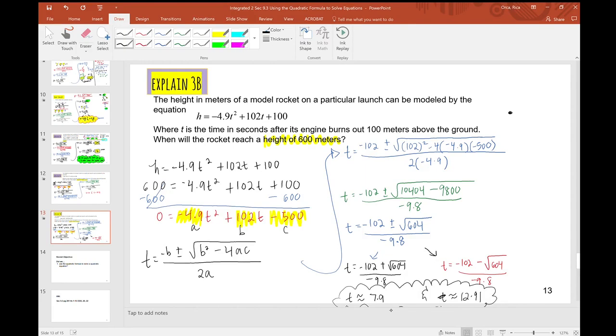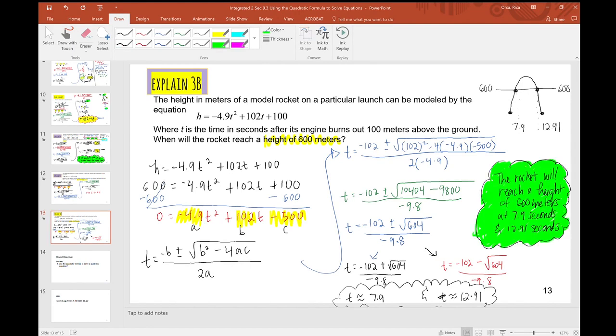So if we were to draw a picture, our rocket would actually hit, let's say this is 600, in two different locations. So the rocket will reach 600 at 7.9. And it'll also reach it at 12.91 seconds. So because this is a word problem, let's go ahead and write our answer in a sentence. The answer is the rocket will reach a height of 600 meters at 7.9 seconds and 12.91 seconds.